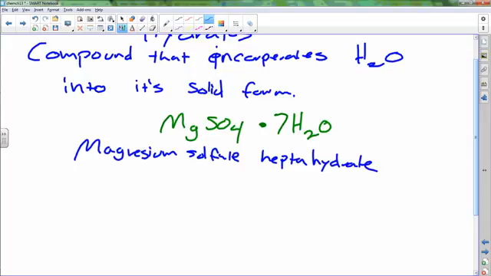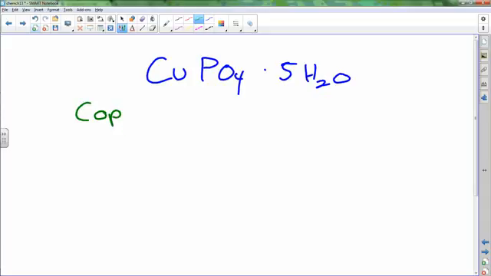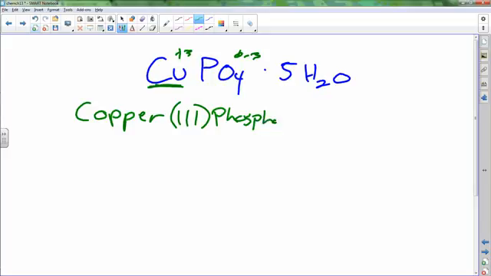Okay, so just as a quick practice, name this compound. Copper phosphate. Copper 3 phosphate. Pentahydrate. Very good, Isaac. Because copper is a transition element, we have to add the charge with the Roman numerals. Since phosphate is a minus 3, the copper has to be a plus 3, so it's copper 3 phosphate. That's review. Then penta.